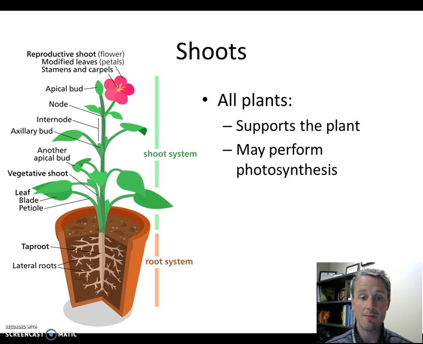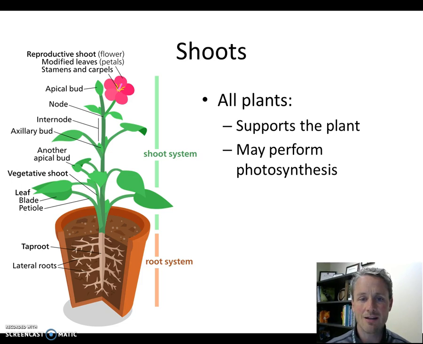Right? They create plant structures. In some organisms, the shoot can be photosynthetic, but it's not always photosynthetic, right? But again, the main purpose of the shoots is to support the plant. All right, so this is different than in the aquatic environment as well.